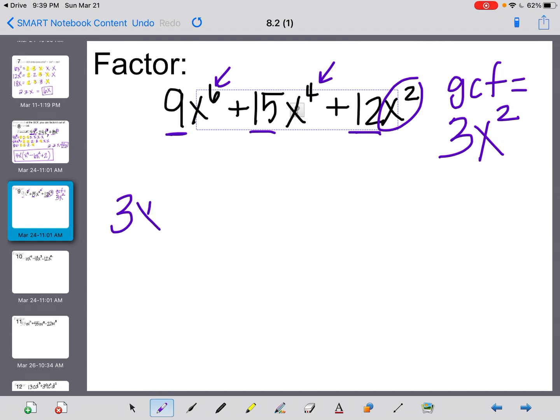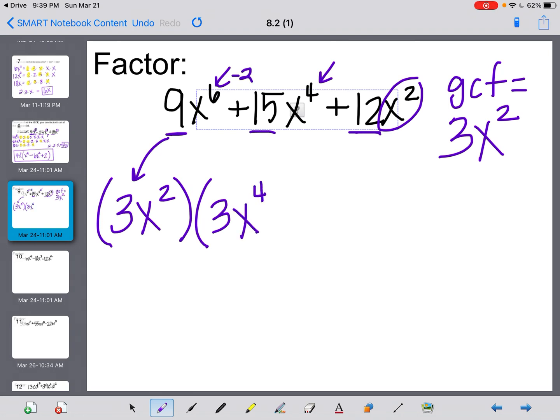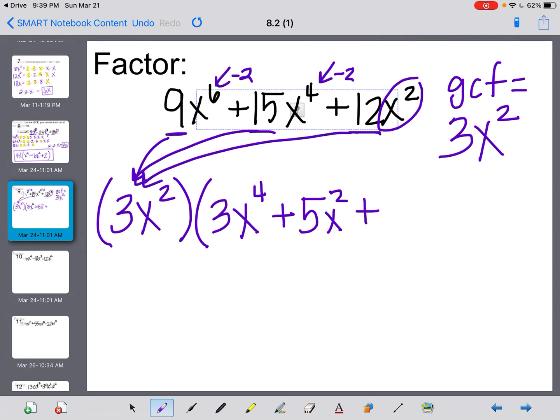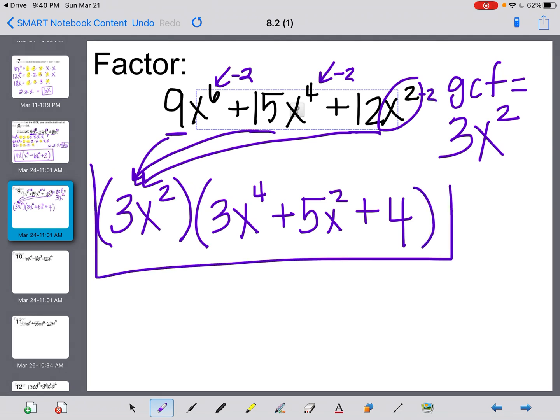Now, when I know that, I can pull that to the outside and figure out what I would have left on the inside. So 9 divided by 3 leaves me with 3. And I pulled out 2, so that means I have to subtract 2. So I have 3x to the 4th left there. Plus 15 divided by 3 gives me a 5. And since I pulled 2 out, 4 minus 2 leaves me with 2 x's. Then I have a plus again. 12 divided by 3 gives me 4. And I pulled 2 x's out, and that doesn't leave me with any more x's to be had. This is our final factored form.